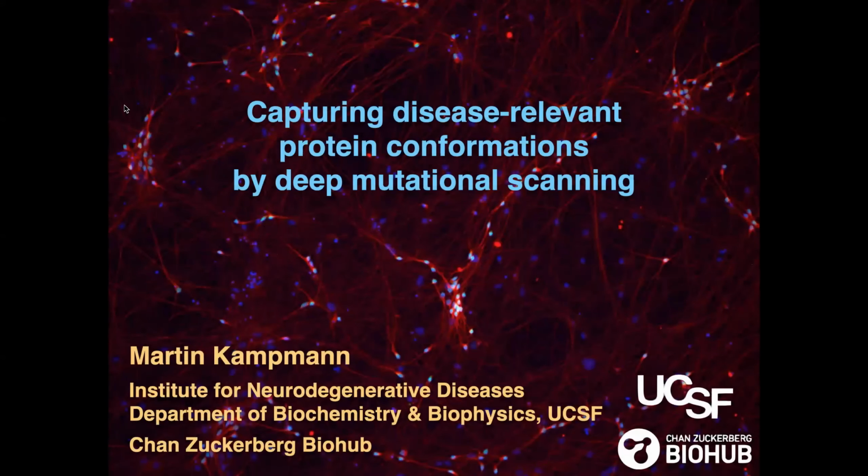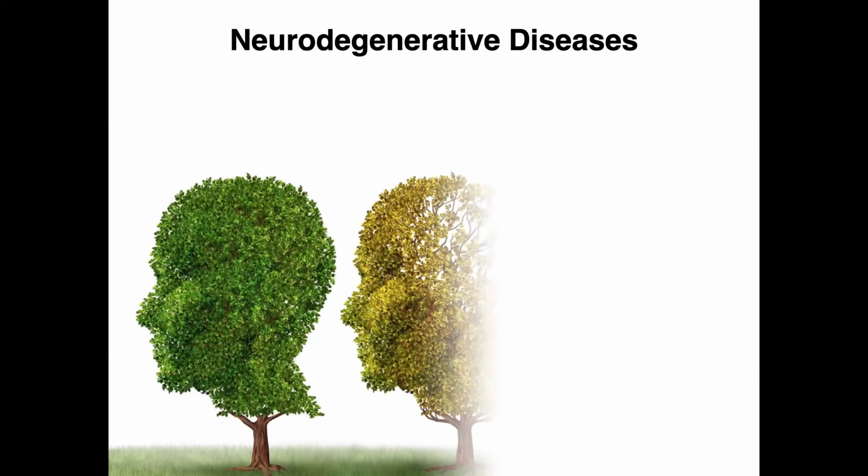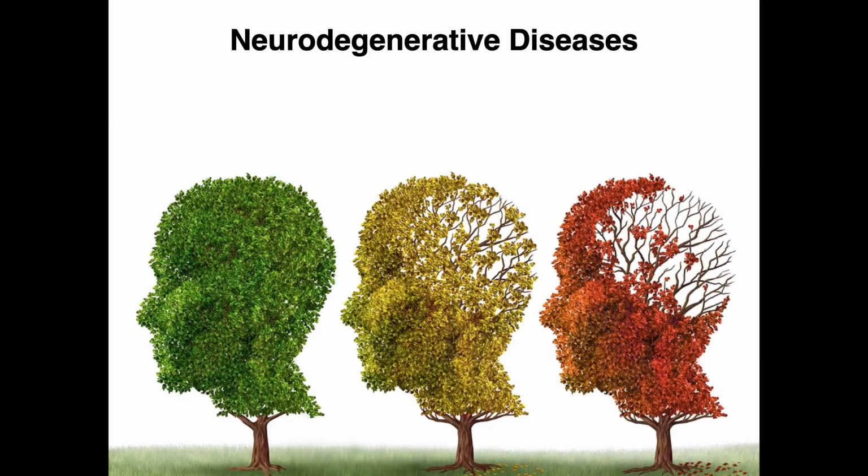I will tell us about our lab's efforts to capture disease-relevant conformations of proteins by deep mutational scanning. The disease that my lab focuses on a lot are neurodegenerative diseases, which are devastating not only for patients, but also for their families and caretakers, and which are a really urgent need for society because we currently do not have any approved disease-modifying treatments that could really change the progression of the disease.